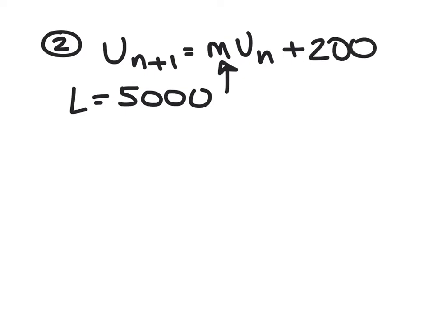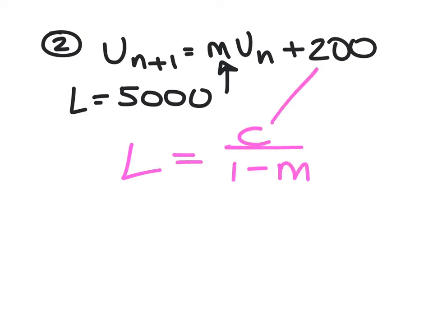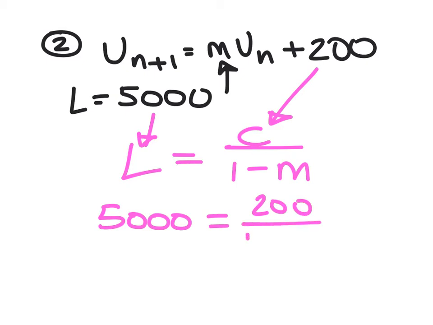So what formula are we going to use? We're going to use the limit formula, which is limit is c over 1 minus m. So I'm going to put 200 in there. I'm going to put 5,000 in there. So I've got 5,000 equals 200 divided by 1 minus m.